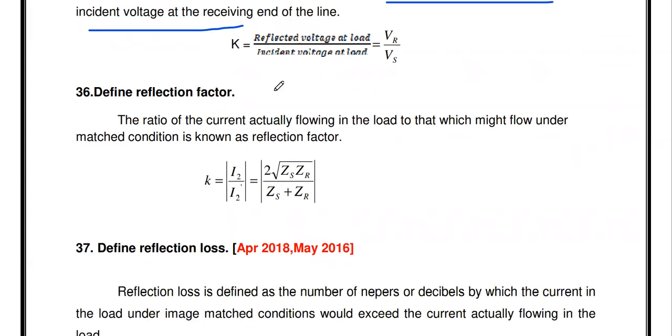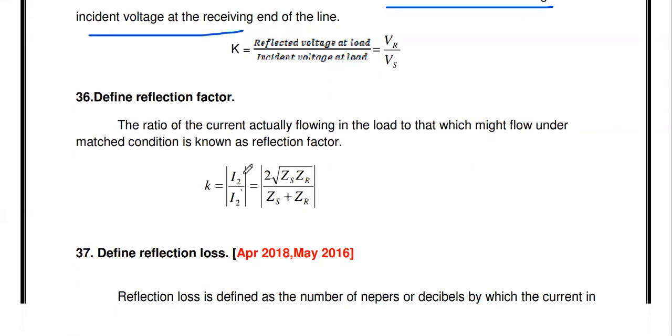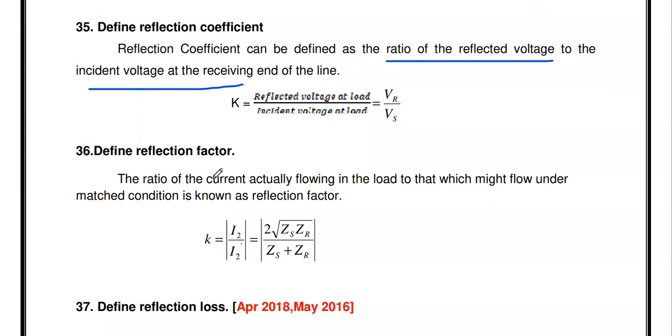Then the next thing, define reflection factor. It is also one of the university questions. Reflection coefficient is different, reflection factor is different. The ratio of the current actually flowing in the load to that which might flow under the matched condition is known as the reflection factor. The reflection factor is denoted by small k. It is the magnitude of I2 by I2 dash. The formula for the reflection coefficient K is (ZR minus Z0) by (ZR plus Z0), using which we solved 2 more problems as the first question. The reflection factor is 2 into the square root of ZS ZR divided by (ZS plus ZR). This is the reflection factor.